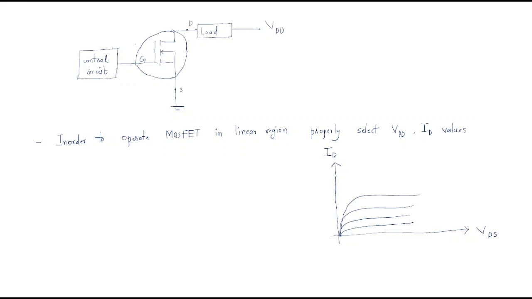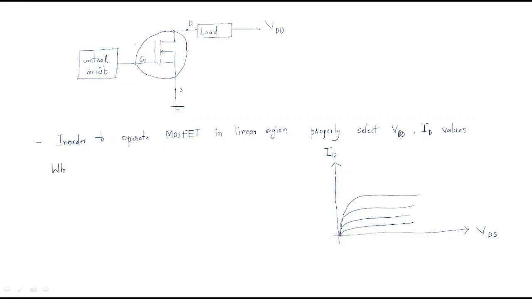Next, in order to operate the MOSFET in the linear region, we should properly select the VDD and ID values. How should we select VDD and ID values? Generally, we should discuss some points here.